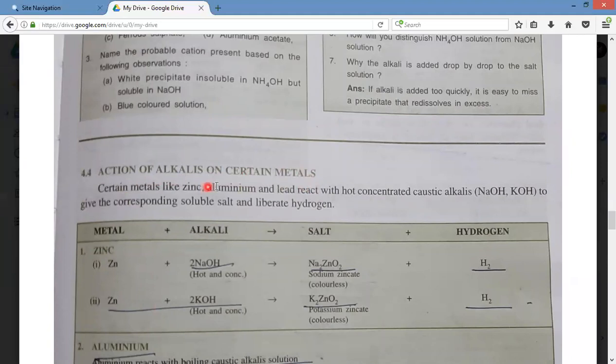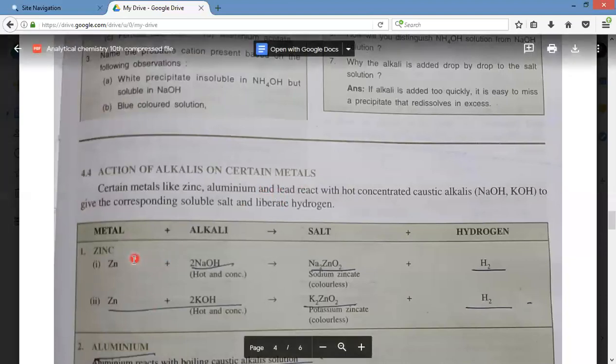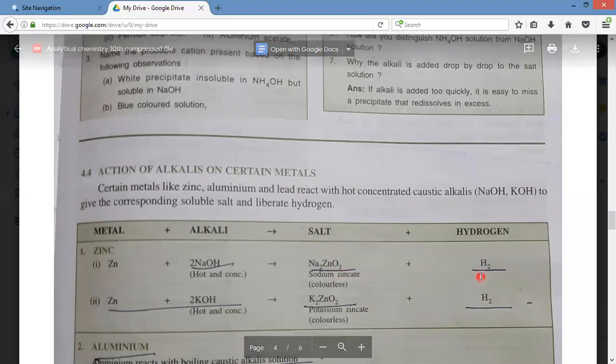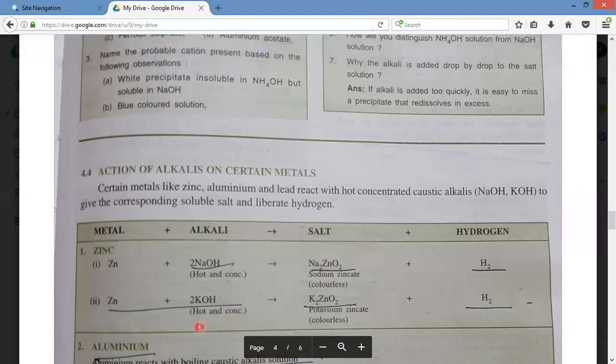How the alkalis give their result with the metals. Which metals are we picking here? Mostly we are picking zinc first of all. Zinc treated with sodium hydroxide, sodium zincate forms. Already we have done this in the above table, with hydrogen gas. Hydrogen gas gives a pop sound and burns with a blue flame. Zinc with potassium hydroxide, hot and concentrated. That observation is very, very important and you have to write it. Don't leave it. You have to learn it properly. Potassium zincate is forming, colorless in nature, with hydrogen gas.